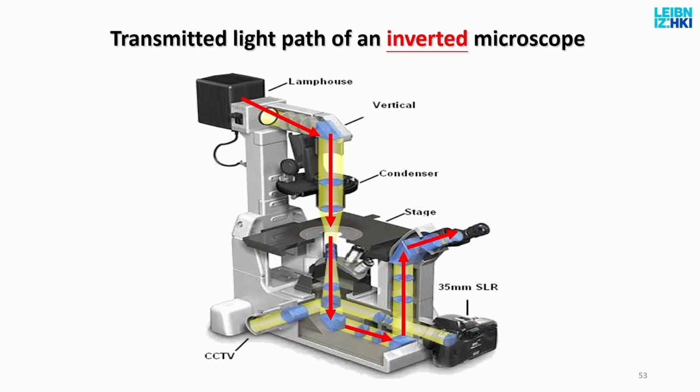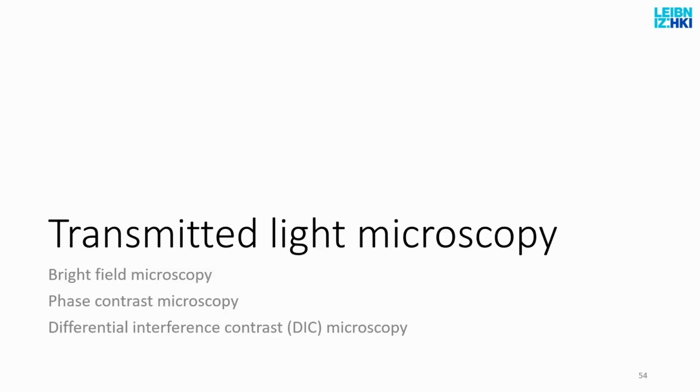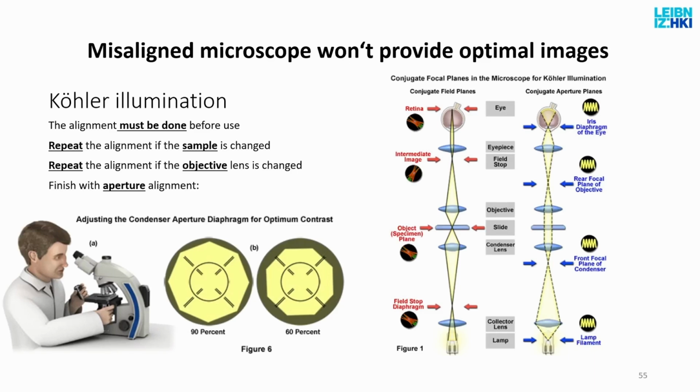The principle is the same. You illuminate the sample and then you either pick up the transmitted light or you pick up the fluorescent light. Now in transmitted light microscopy, the most common application is to get bright field or DIC or phase contrast.